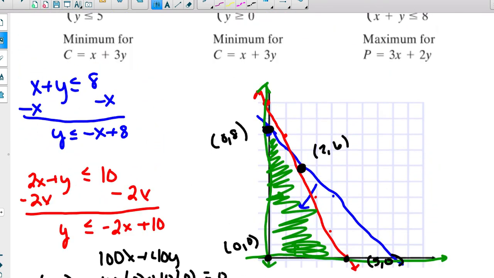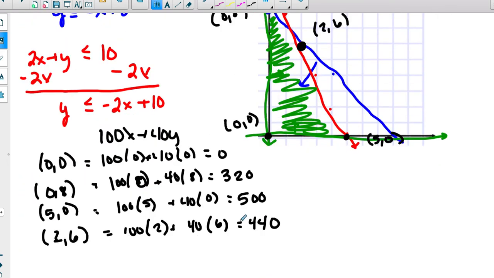And again, we were looking for the maximum for that function, and so 500 is the largest value, so that means the maximum occurs at 5, 0 with a value of 500. Okay. All right.